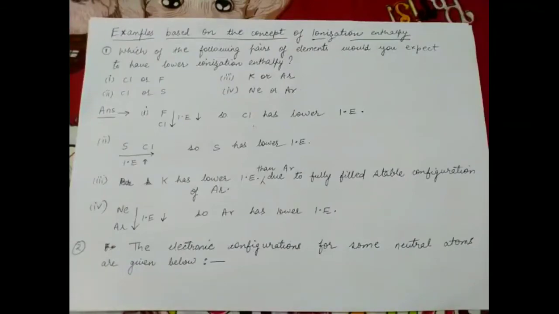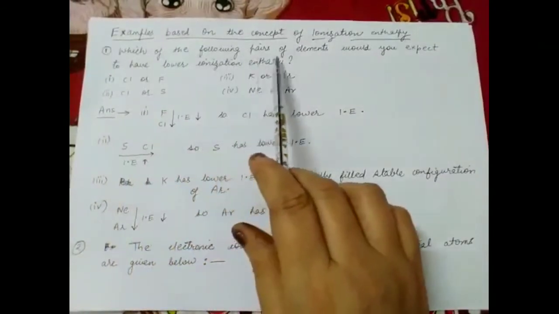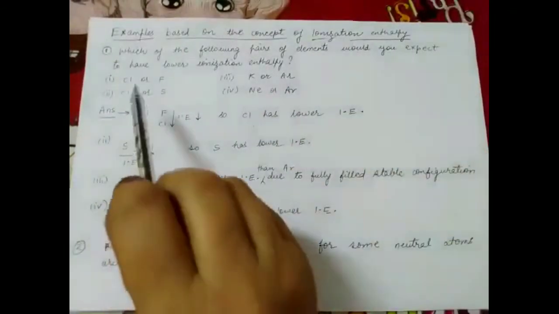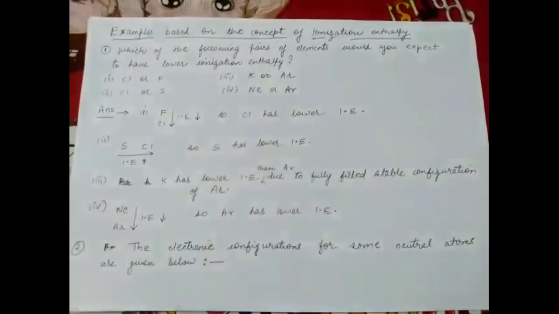Okay, now try to understand. The first question is, which of the following pairs of elements would you expect to have lower ionization enthalpy? I have given pairs of elements, and out of these two you have to select that element which has lower ionization enthalpy. So we have to apply the concept that as we move down the group, ionization enthalpy decreases. As we move from left to right in a period, ionization enthalpy increases. Elements having stable, half filled and fully filled configuration have very high ionization enthalpies.